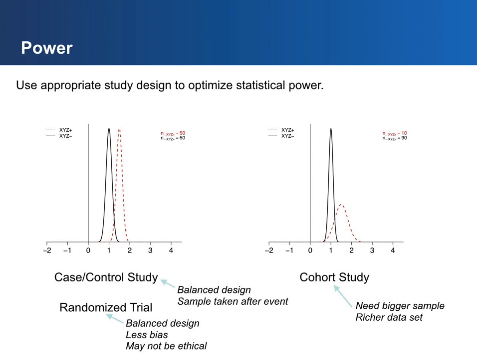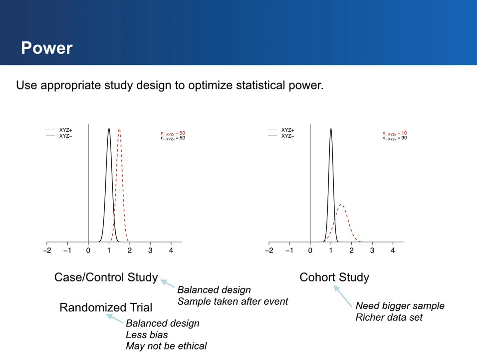Another thing that we can do is a randomized trial. It's similar to a case control study, but we're not sampling subpopulations. We are changing the frequency of the exposure. We're controlling that. So we give some people the exposure and we don't give other people the exposure. There's less bias here and it's balanced, so we can have a smaller sample size.